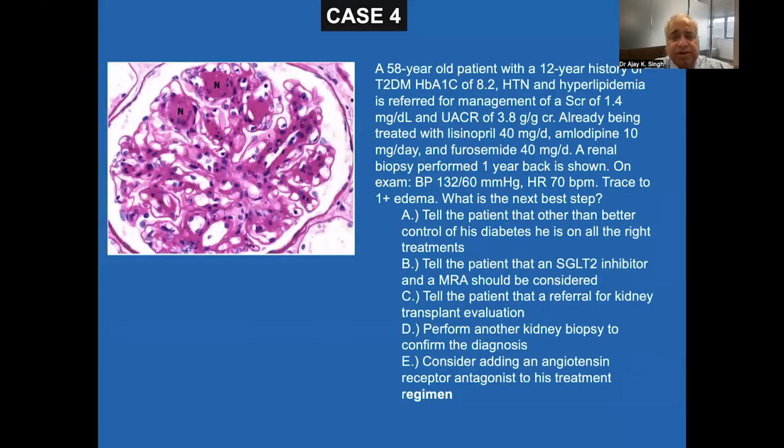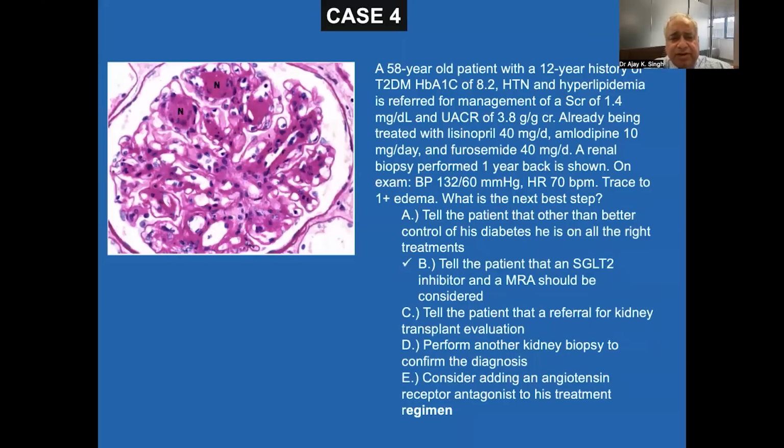A, tell the patient that other than better control of his diabetes, he's on the right treatments. B, tell the patient that an SGLT2 inhibitor and a mineralocorticoid receptor antagonist should be considered, something like finerenone. C, tell the patient that a referral for kidney transplant evaluation is needed. D, perform another kidney biopsy to confirm the diagnosis. Or E, consider adding an angiotensin receptor antagonist to his treatment regimen.